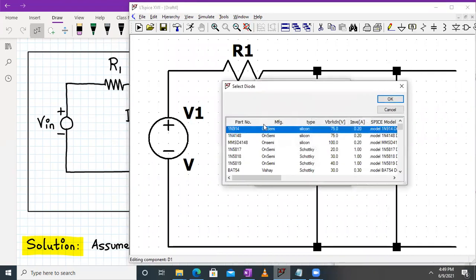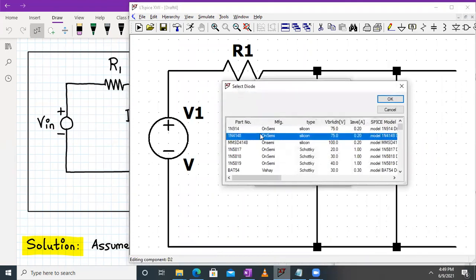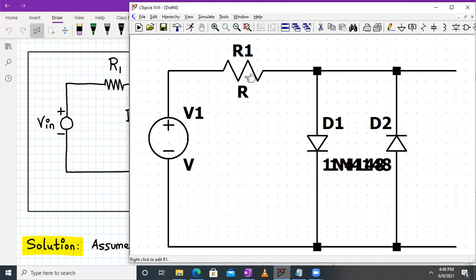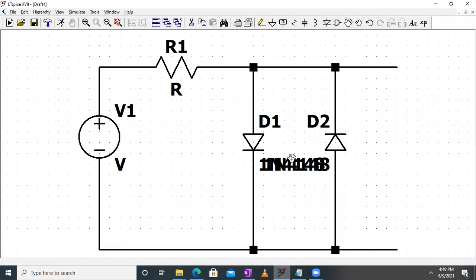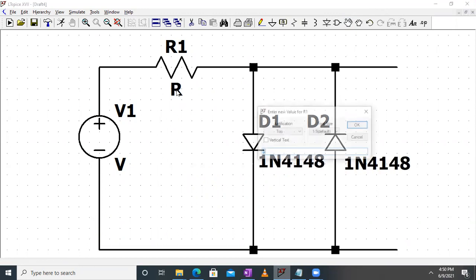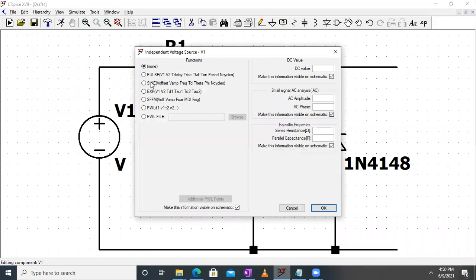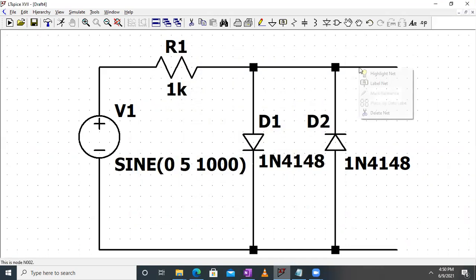Both the diodes I will select as 1N4148. So here it is, and the second one also 1N4148. Then the resistor value can be 1K, and input V in will be a sinusoidal waveform with a DC offset of 0, an amplitude of 5 volts peak value, and a frequency of 1000. Okay, so this is my V out. I'm labeling the V out and V in nodes over here.